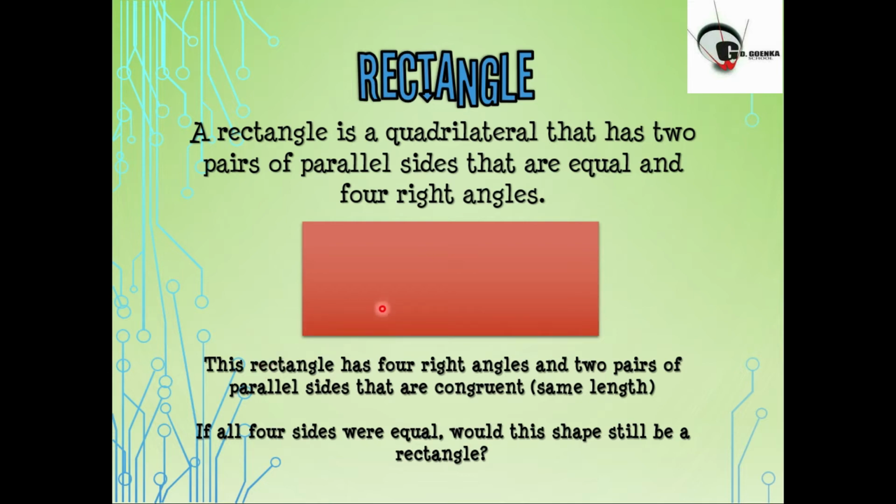So this is a rectangle which has four right angles and two pairs of parallel sides that are congruent, of the same length. Not all the sides, but the parallel sides are congruent to each other. That means of the same length. If all the four sides were equal, would this shape still be a rectangle? Yes or no? No, then it will become a square again.